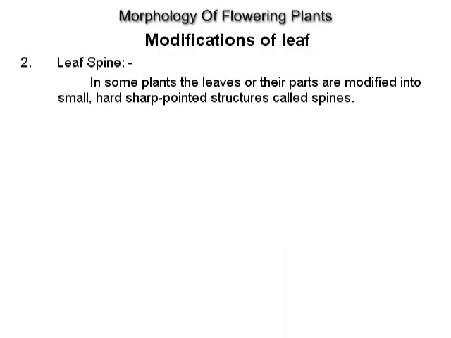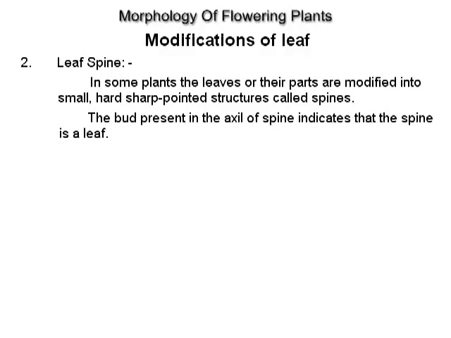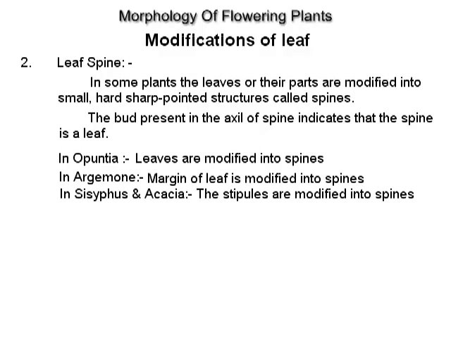Leaf spine. In some plants, the leaves or their parts are modified into small, hard, sharp, pointed structures called spines. The bud present in the axil of a spine indicates that the spine is a leaf. In Opuntia, leaves are modified into spines. In Argemone, the margin of the leaf is modified into spines. In Ziziphus or Acacia, the stipules are modified into spines.